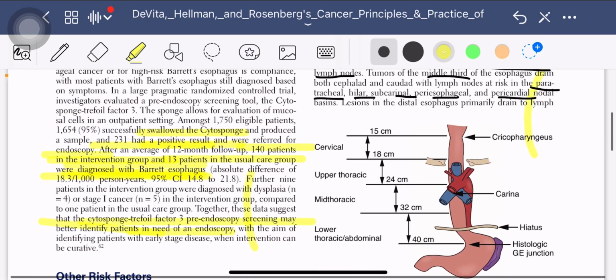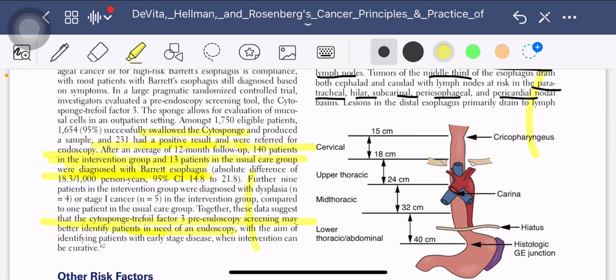From 15 to 18 centimeters is the cervical esophagus. From 18 to 24 is upper thoracic. From 24 to 32 is mid thoracic, and 32 to 40 at the GE junction is lower thoracic.